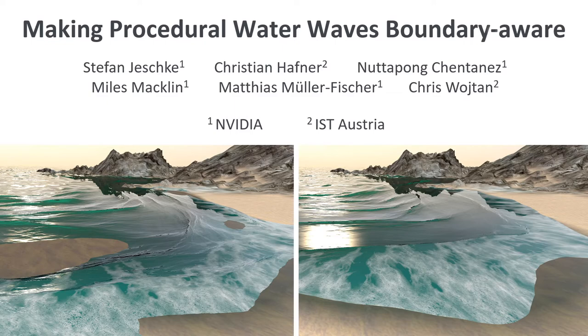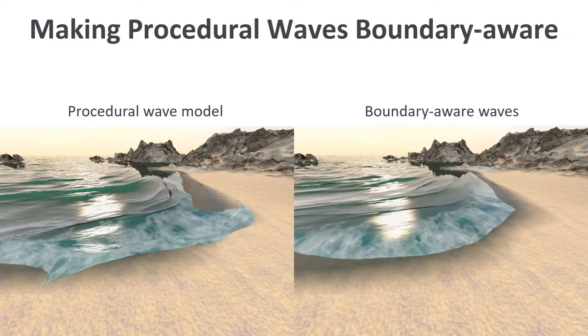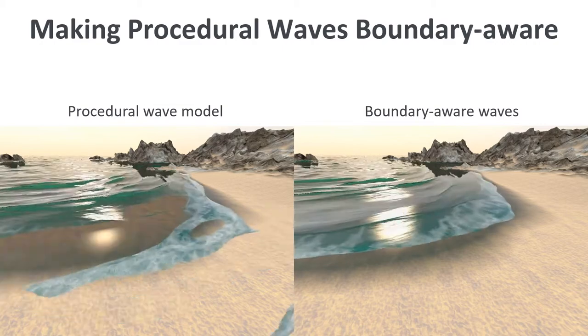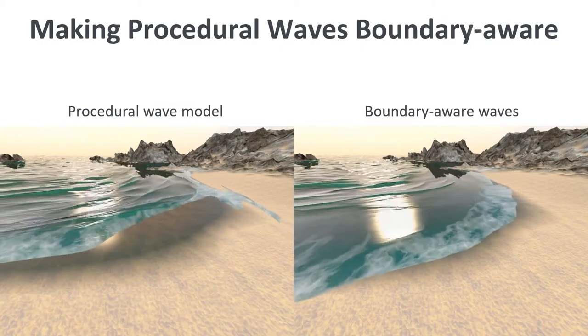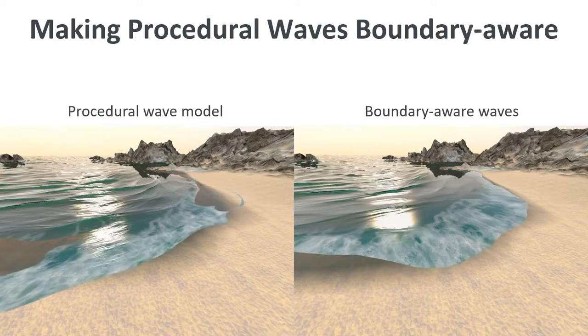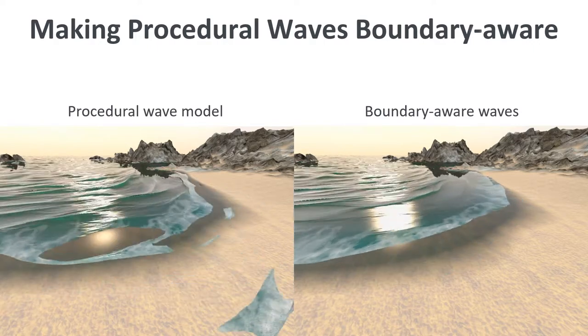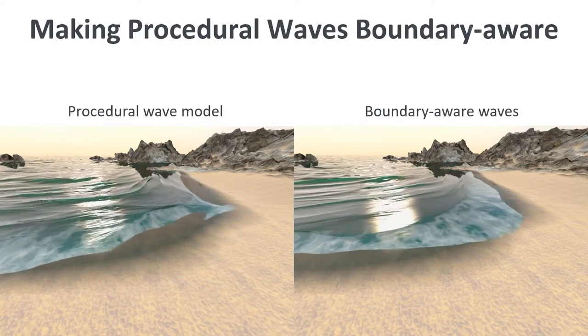In this talk, you will learn how to make procedural water waves boundary-aware. Note how the procedural water on the left intersects the terrain, giving implausible behavior. On the right, we applied the ideas of this paper, providing a more realistic animation.